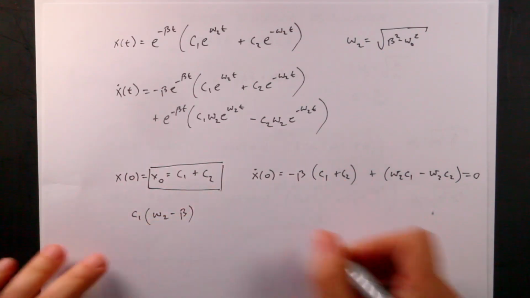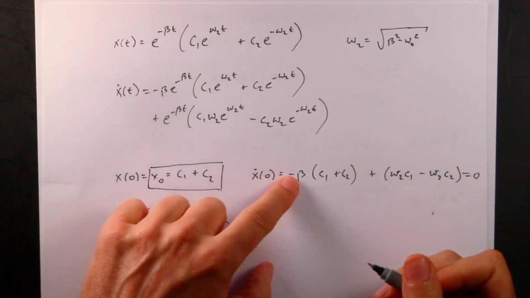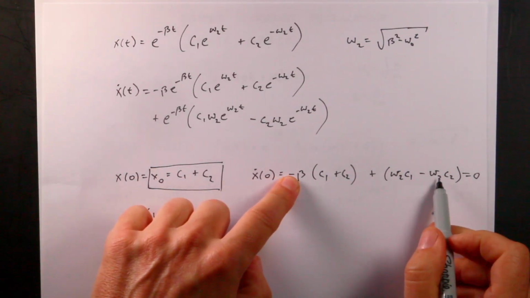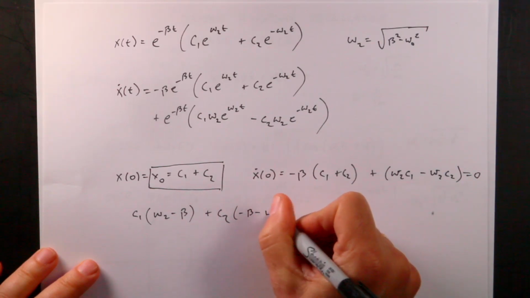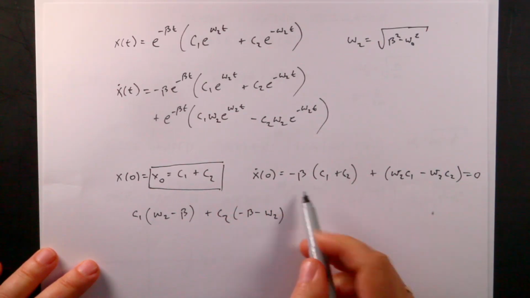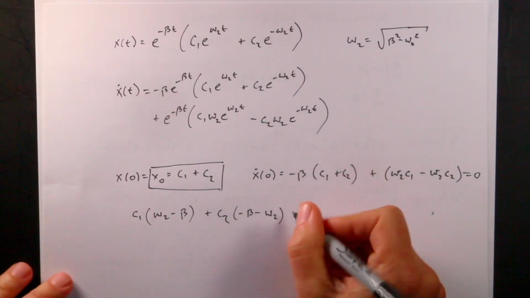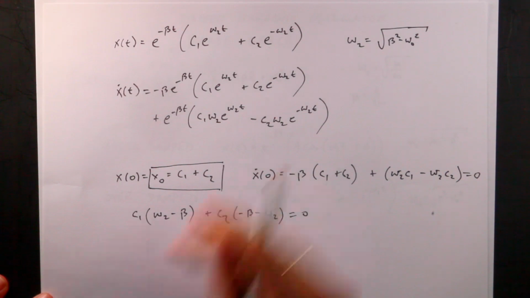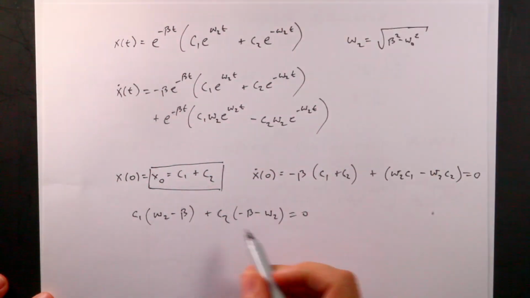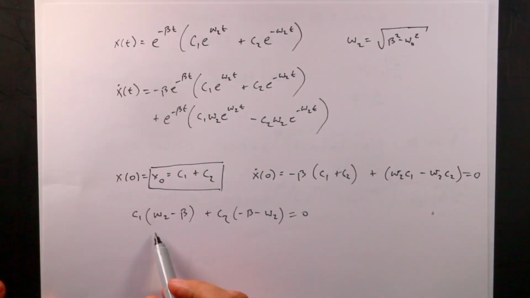And then here I have plus C2, I have a negative beta and a negative omega 2. Negative beta minus omega 2. And so if I add these two together, that has beta equal to 0. So let's solve this for C1.